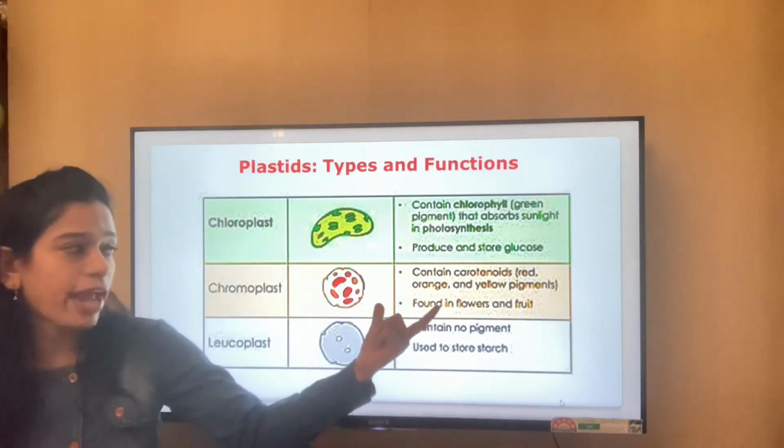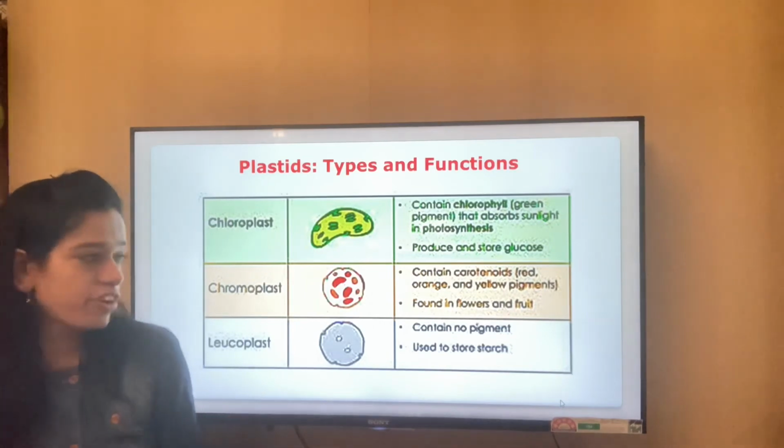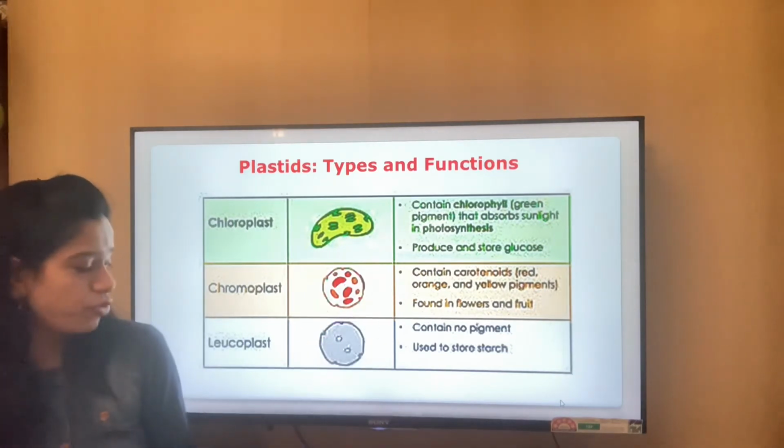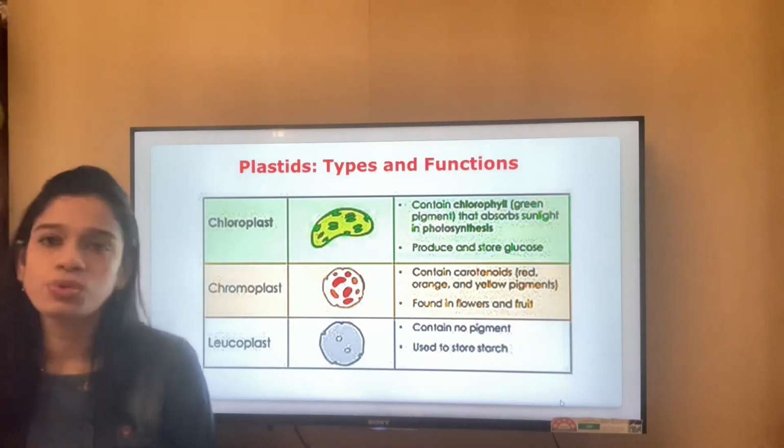Chromoplast contains carotenoids and it produces the red, yellow and different pigments. They are found in flowers and fruit. And leucoplasts contain no pigment and they are used to store starch.